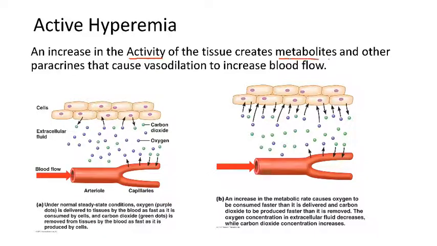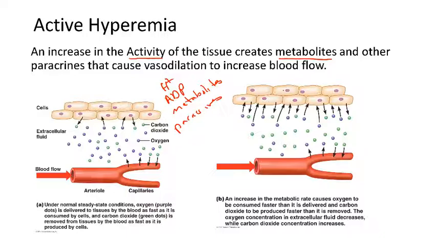We're creating metabolites. We're being more active. Some of it's about the carbon dioxide and the oxygen. I also mentioned that hydrogen was part of it. ADP is part of it, and other metabolites. These all act as paracrines in this active tissue. So these cells are telling this arteriole, we need more blood flow. And so we get vasodilation.